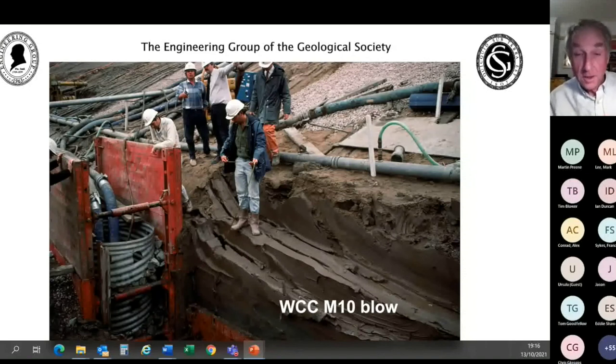And in the end, after initially trying to keep the excavation dry, it was decided the best course of action was to allow the excavation to flood in a controlled way and go away and think about the problem. Eventually, a series of wells were sunk, and after a number of attempts, the source of the water was reached. So if we can move to the next slide.